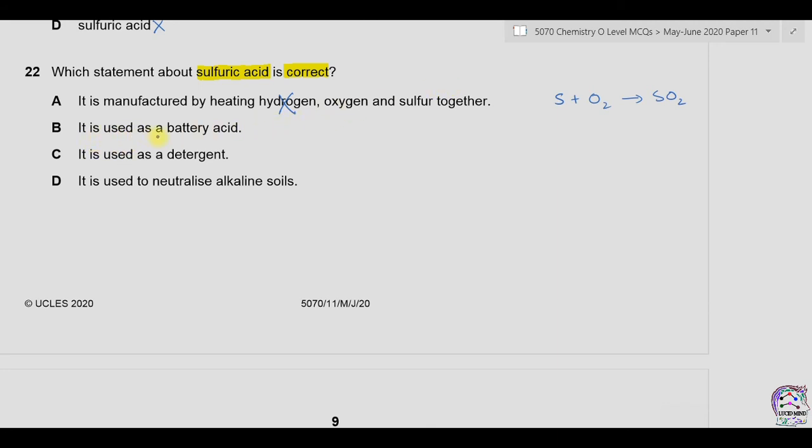B says it is used as a battery acid. Now one of the uses of sulfuric acid is in batteries. C. It is used as a detergent, so this is wrong. D. It is used to neutralize alkaline soils. We don't use sulfuric acid to neutralize the alkalinity as it is very expensive, so therefore this is also incorrect. So the correct option is B.